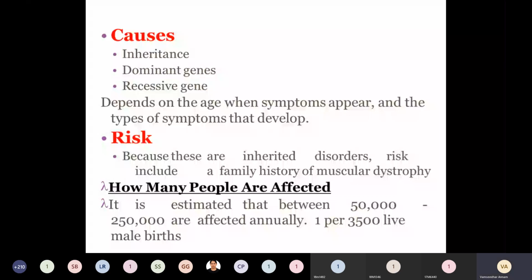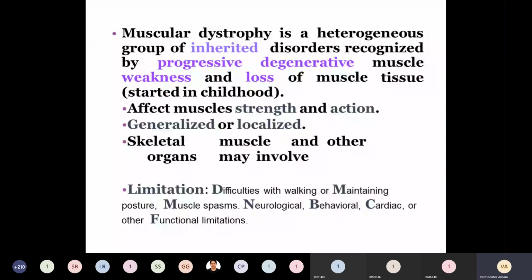So please note on this one, muscular dystrophy is a heterogeneous group of inherited disorders recognized by progressive, degenerative muscle weakness and loss of muscle tissue. Usually it starts in childhood. It affects muscle strength and action. Please note that, important. So muscle strength and action is mainly what is targeted here. It could be generalized or localized. The skeletal muscle and other organs may be involved.